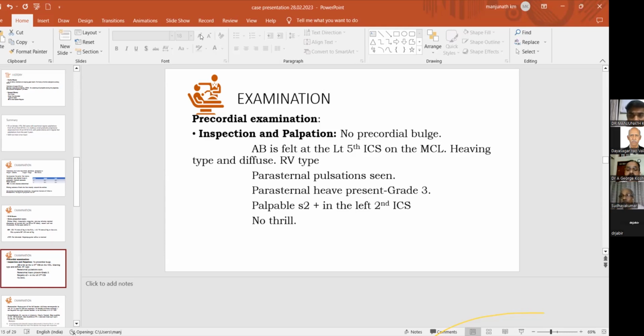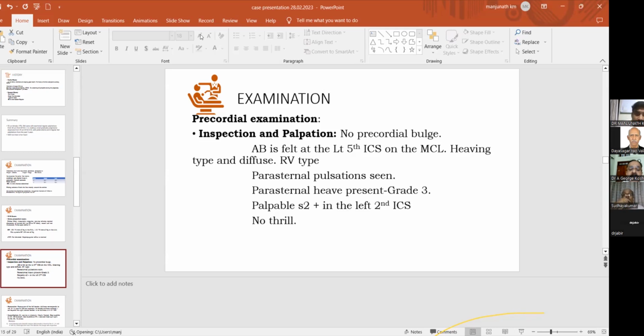Yes, sir. There are no bony deformities, and usually it will not be heaving because it is a volume overload. That is my personal impression. Now, heaving, I use it for only severe aortic stenosis, severe hypertension, or LVOT obstruction. Okay. He is telling about parasternal heave. No, no, he is not mentioning that. He is mentioning about the heaving type of apex.